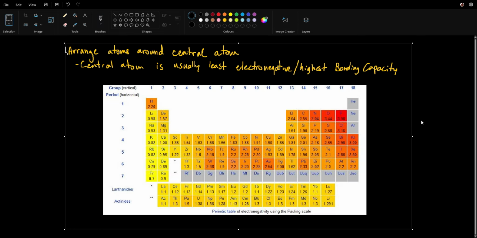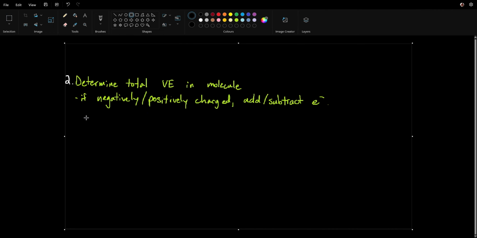Now, the first step in drawing a proper Lewis structure is to arrange the atoms around the central atom. So within your molecule, you should be able to identify which atom is going to be in the center, have the most connections to the other atoms. Now, the central atom is usually the least electronegative and has the highest bonding capacity. As you can see here, this is just an electronegativity chart that you could go off of in order to make your assumption.